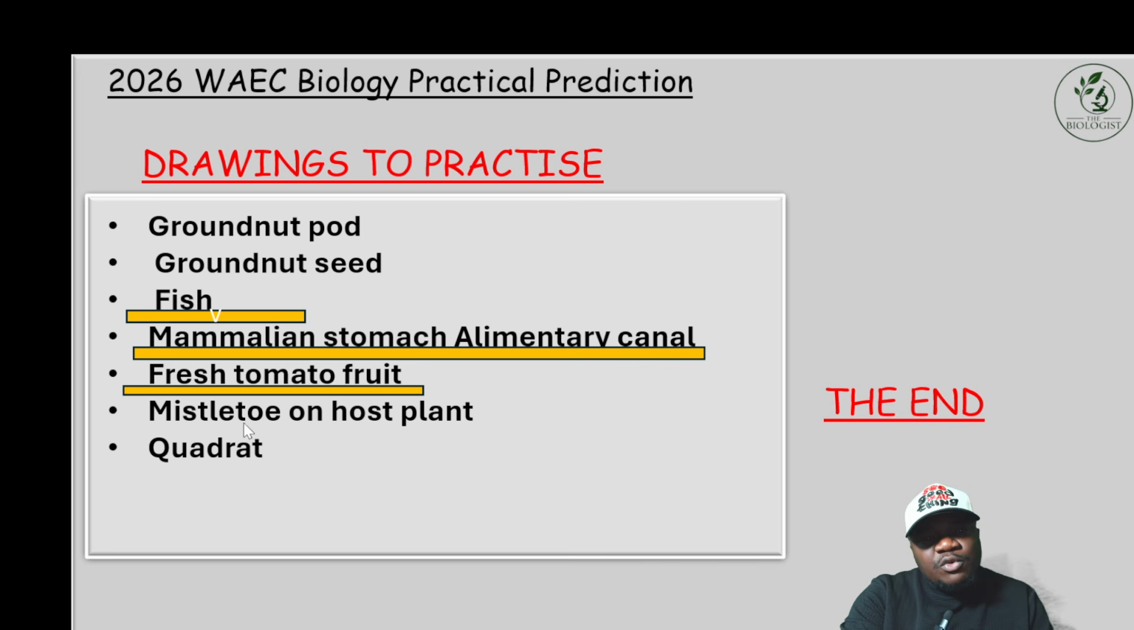As for mistletoe on host plant, they cannot tell you to draw mistletoe, it doesn't make any sense. They cannot tell you to draw the quadrants either, just drawing a rectangular box, they can't ask that because it doesn't make any sense. So you have to take note of these three important things: fish, the mammalian stomach and alimentary canal, and fresh tomato fruits. It's very important that you learn all this for the exam.